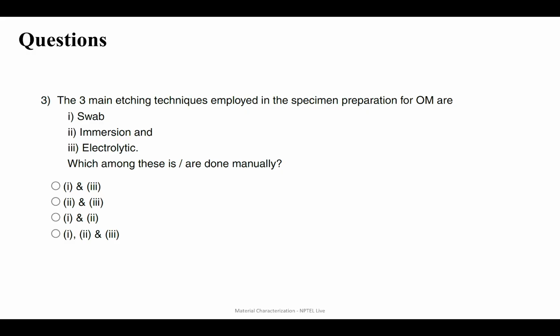Next, the three main etching techniques employed in specimen preparation for optical microscopy are swab, immersion, and electrolytic. Which among these are done manually? 1 and 3, 2 and 3, 1 and 2, or 1, 2 and 3?